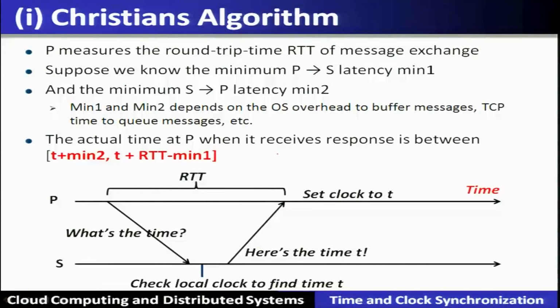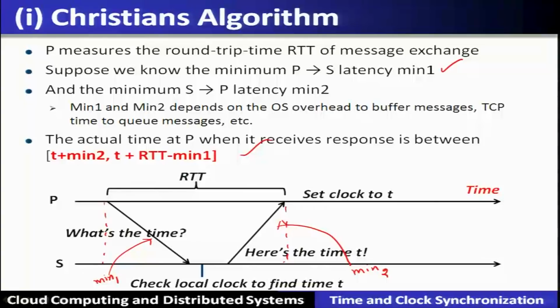P measures the round trip time, which is called RTT, for the message exchange. Suppose we know the minimum latency for sending the message from P to S, let us say min 1, and the minimum latency from S to P is called min 2. These latencies depend highly upon the operating system overheads to buffer the messages, the TCP time involved to queue the messages, etc. So, the actual time at P when it receives the response is between T plus min 2 and T plus RTT minus min 1.